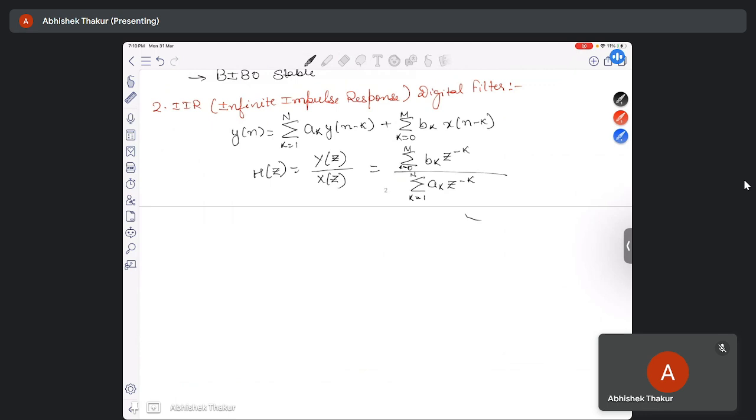Now we will see how to represent this. There is the direct form realization of the infinite impulse response digital filter, so we will see that first. Here you can see this is a recursive filter. The current value of the output response depends on the previous values.